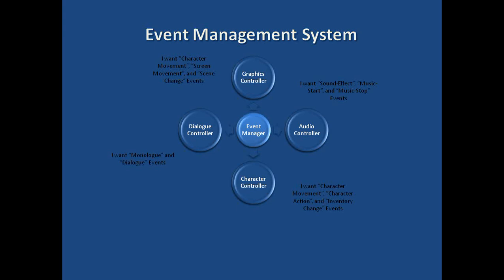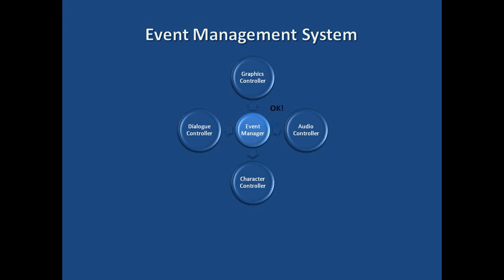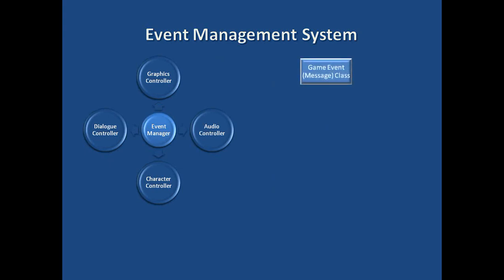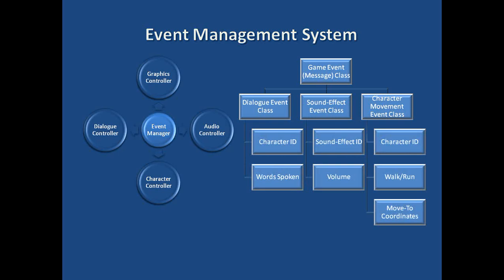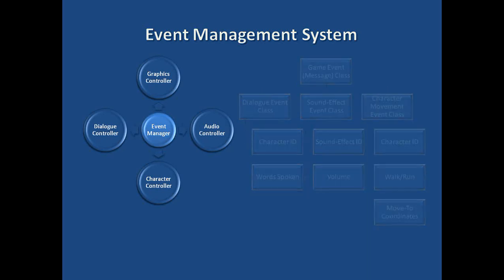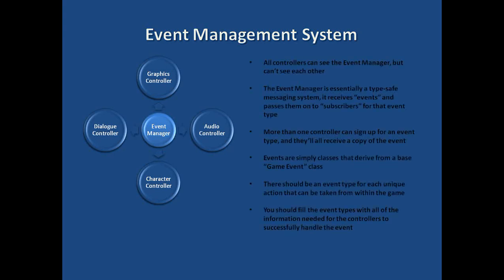The various controllers all sign up with the event manager to receive certain types of events. So the manager knows, when I receive this kind of event, this is where I send it. The events, or messages themselves, can be simple or they can be complicated, depending on how much information is needed. First, all you do is create a simple class. It may even be empty if you don't have any common data you want to share between the event types. Then, you derive your specific event types from that first base class. These are your messages, and you should make a new type for each unique event that can occur, like a piece of dialogue between characters, a sound effect playing, or character movement. Within each of these event types, you'll fill in the information needed for that event. The character being affected is a really common one, but it's any and all details required by the various controllers to do their jobs. In summary, all controllers can see the event manager, but they can't see each other.